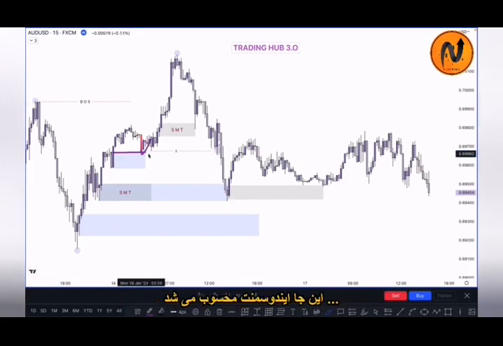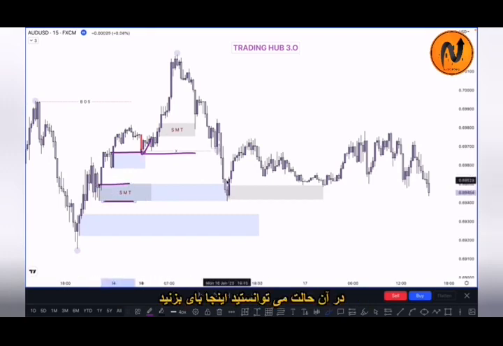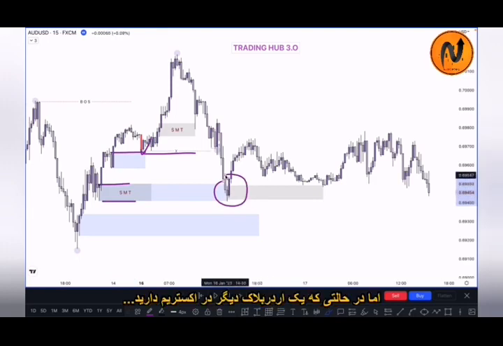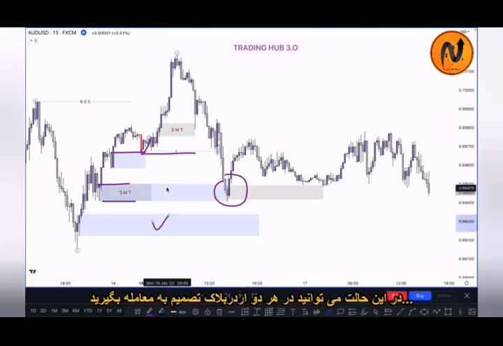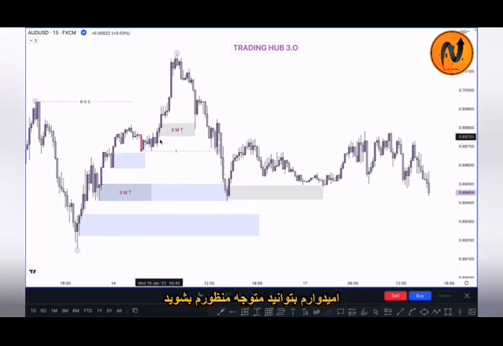Right, what happens if this order block is already mitigated by this move? Okay, and this one is our inducement. And this one is our order block, only one here, right? So simply you can buy here in that case, right? But if you have one more order block here on the extreme level, then you can take a decision on both order blocks. Why? Because only two order blocks are available here for a buy, right? I hope you understand what I'm trying to explain here.